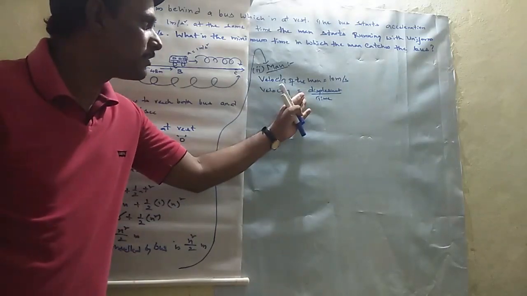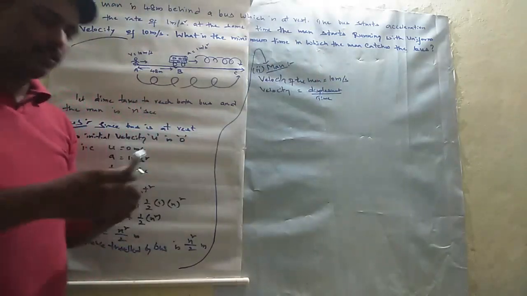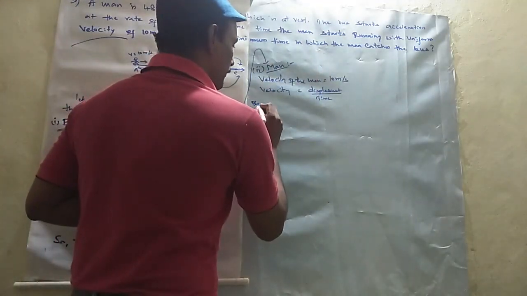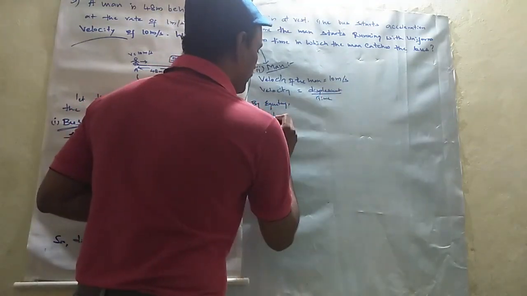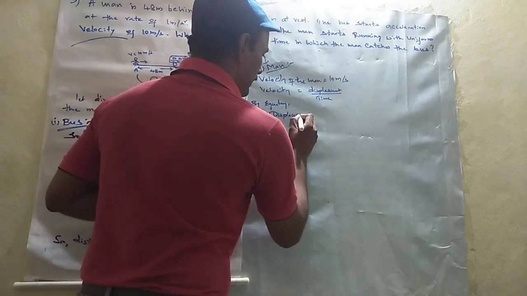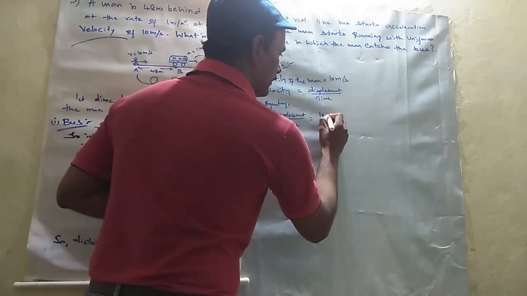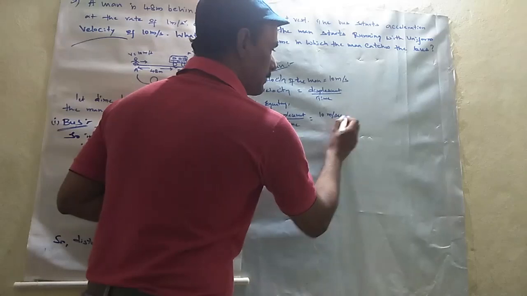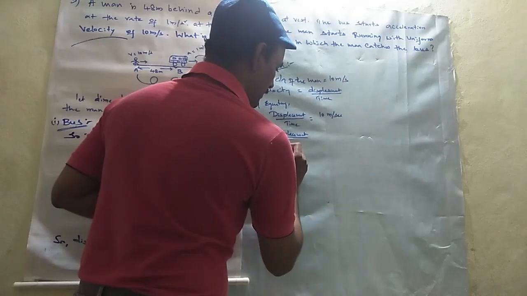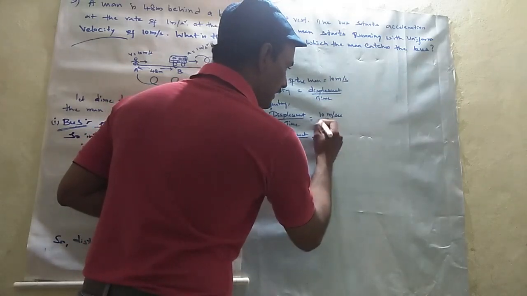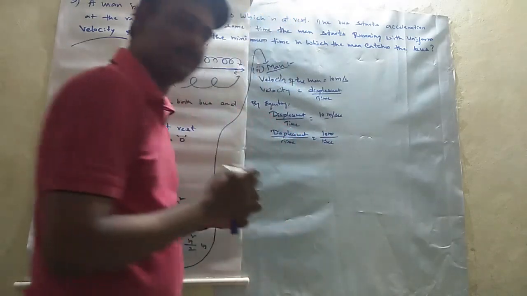This is also the velocity of the man only. So these two are equated. Same things, so I'm equating. By equating, displacement by time equal to 10 meters per second. That is nothing but displacement by time equal to 10 meters per 1 second.